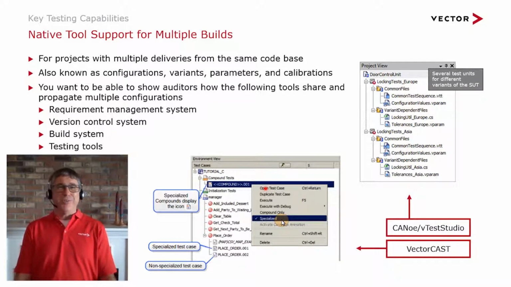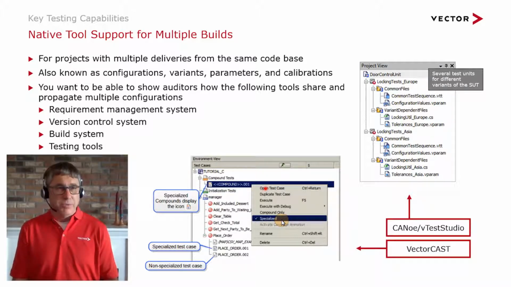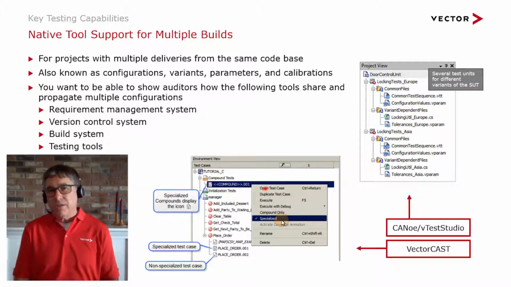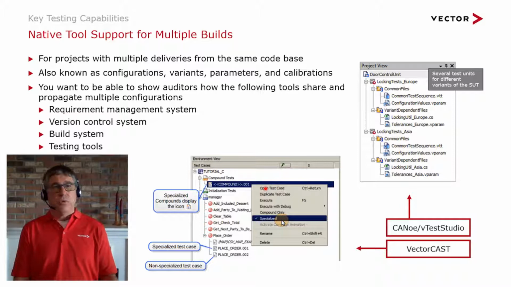The vast majority of my customers, though, are working on more platform software, or sometimes it's known as configurations or variants, sometimes parameters and calibrations as the terminology that's used. But basically the same code base is used to build and deliver multiple applications. They're very similar, but they are different in some ways. So what you want to be able to show an auditor is how your tool chain follows and shares and propagates that multiple configuration setup or information.